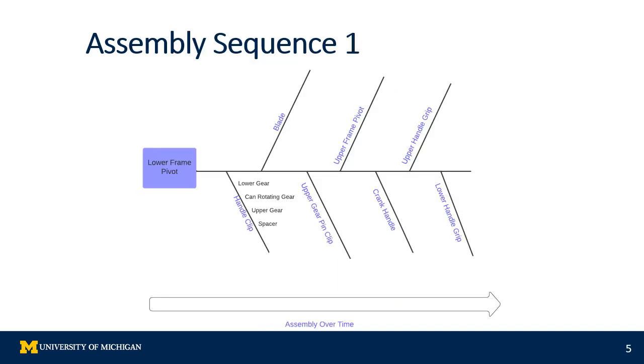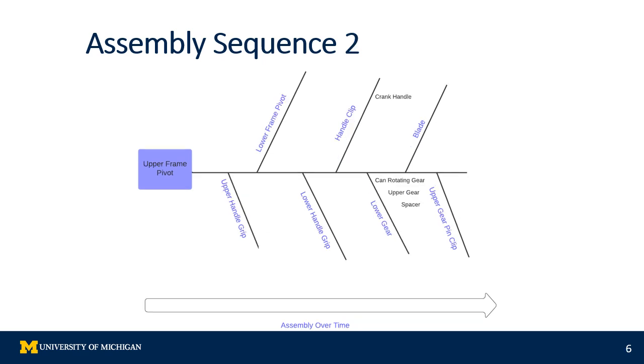Next, we'll be proposing 2 assembly sequences. For each sequence, we've made a fishbone diagram that flows from left to right. The first assembly sequence begins with the lower frame pivot, then it goes into the gear and cutting mechanism. This assembly finishes with the rest of the housing and the upper and lower grips.